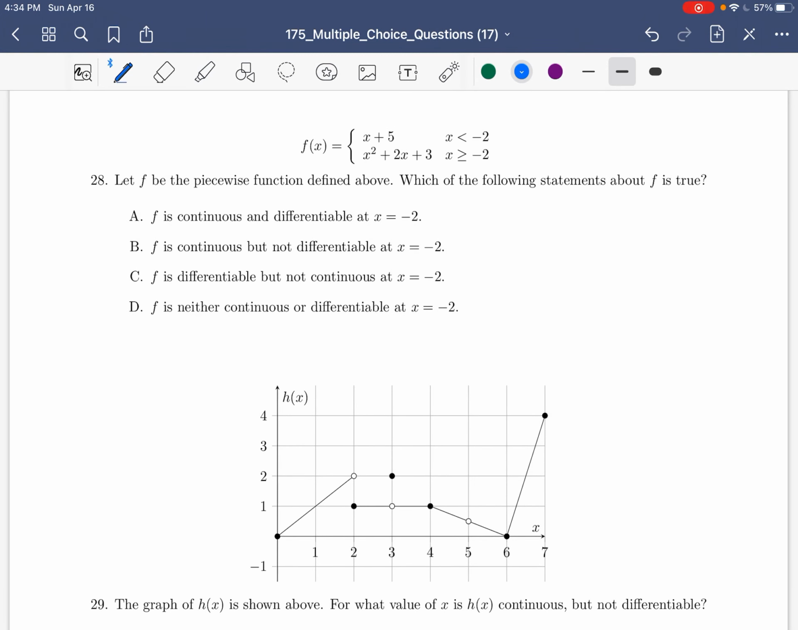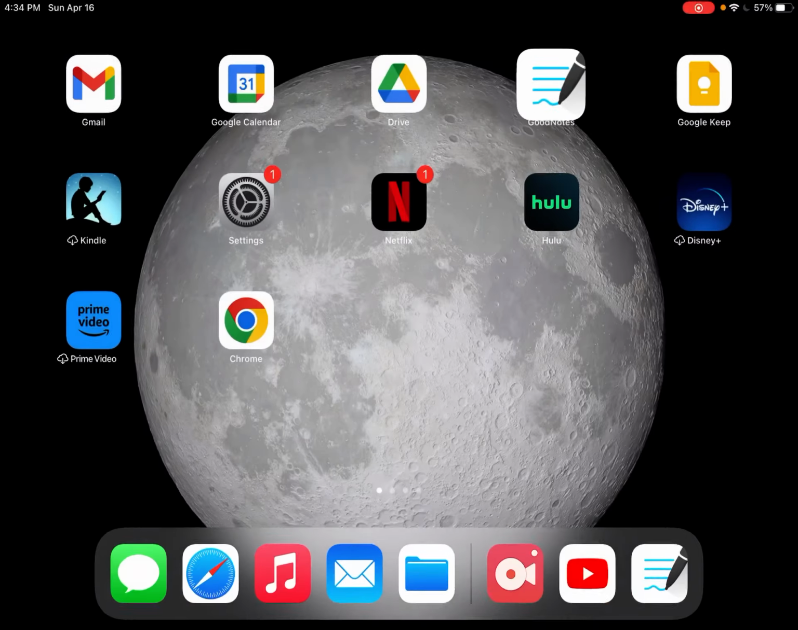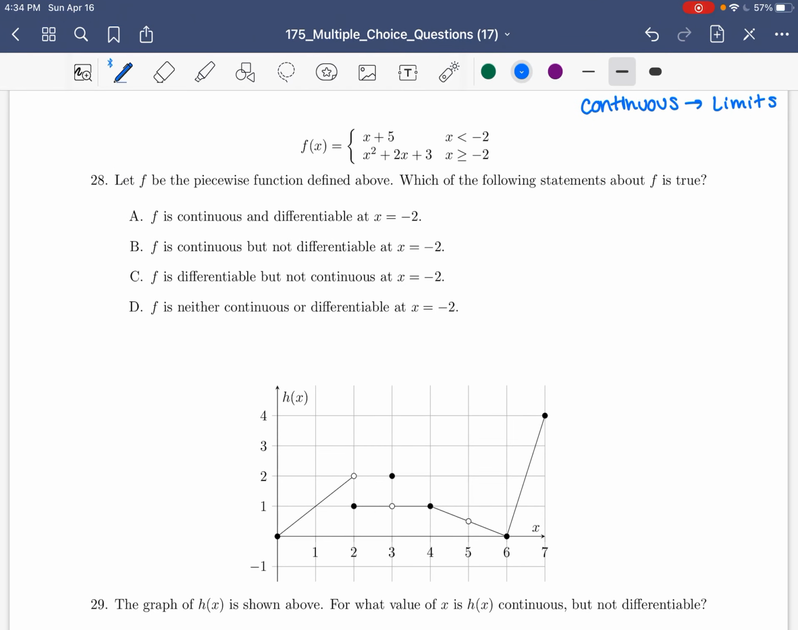Okay, 28, we have a piecewise function, and they want to know which of these is true. So continuous, let's just take a refresher here. Continuous means the limits are the same and it equals the point. Differentiable means that the slopes are the same on both sides.